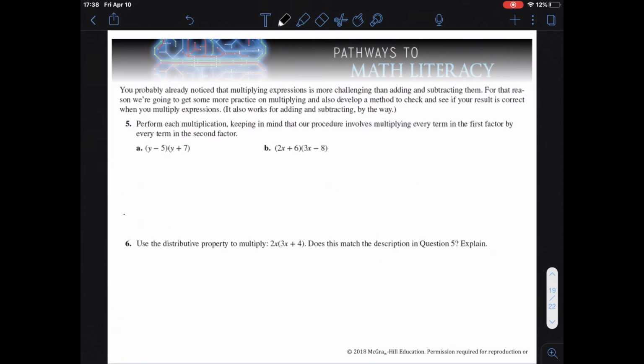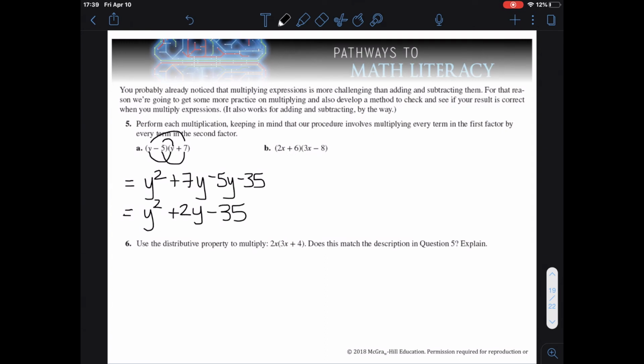So now let's try some multiplication. So we're going to use that process of FOILing again. So we multiply our first terms, which is y squared, multiply the outer term, which is 7 and y. The inner gives you negative 5y, and the last gives you negative 35. So the only two that can be combined are the 7y and minus 5y. So you have 2y and then the minus 35.